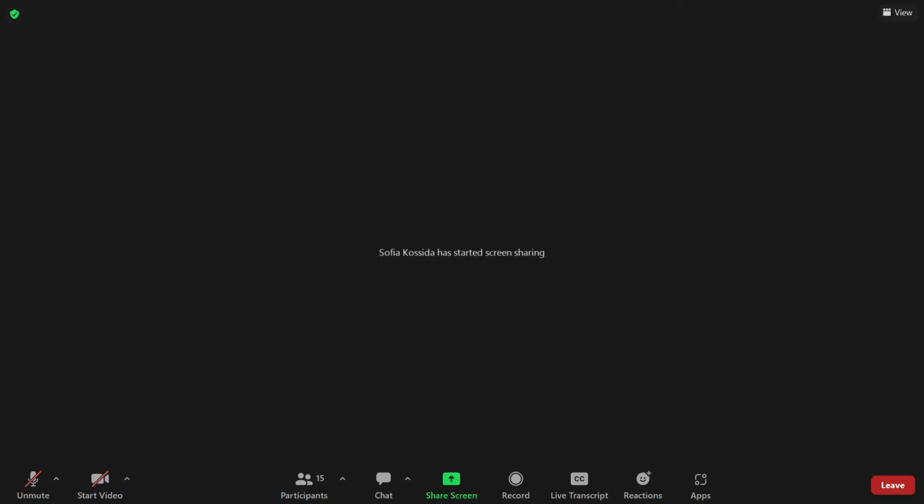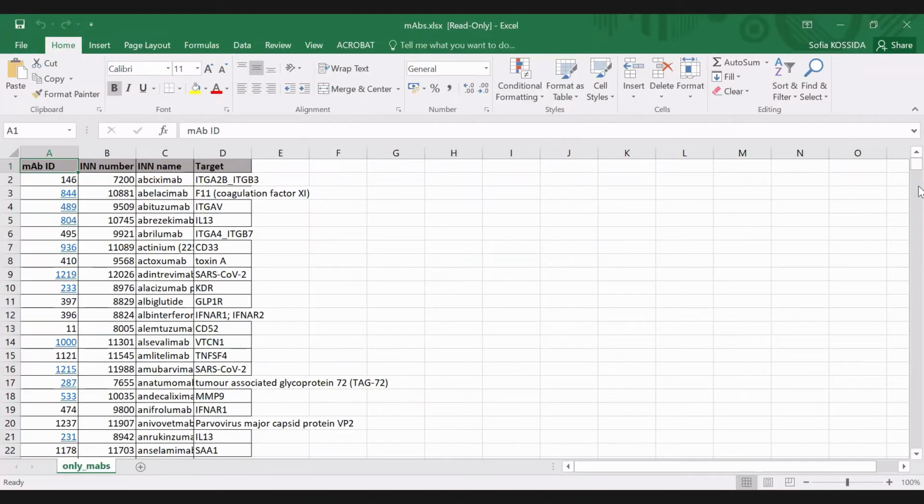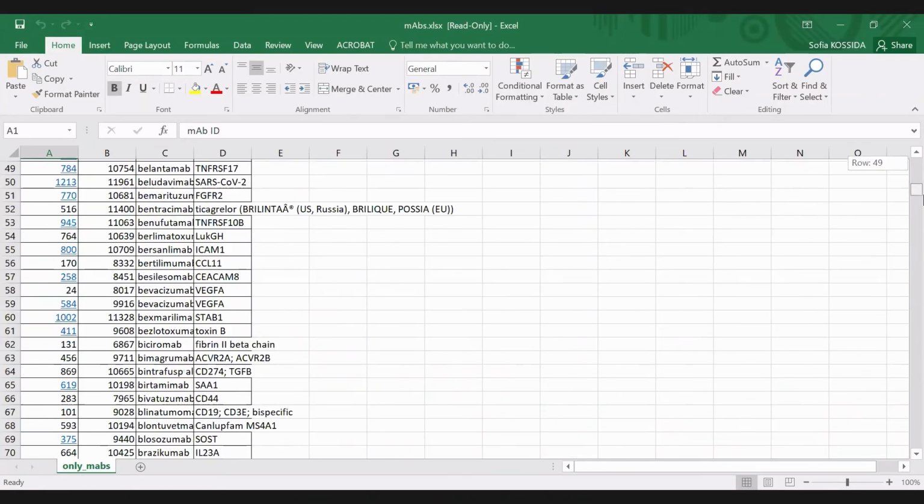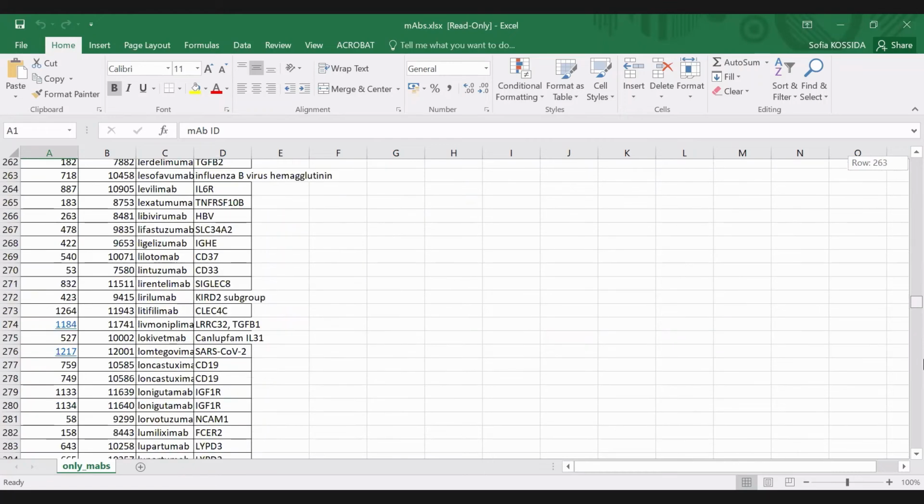I'll open this Excel file and I'll try to share it with you. It's this MABS Excel file. Enable editing. I'll share it, and basically you get to see it, right? It has got a list of different monoclonal antibodies.